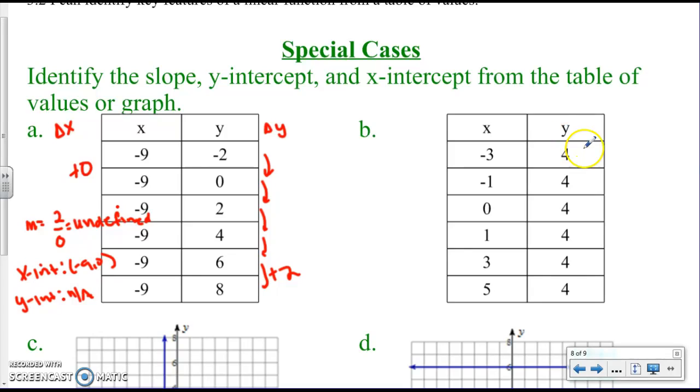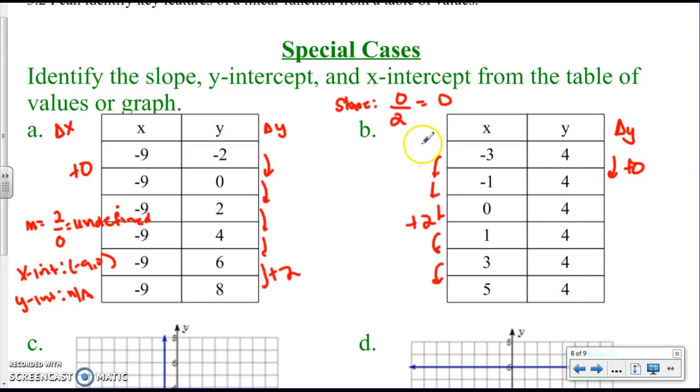The other special case is when all your y's are the same. Notice we're adding 0 there. So plus 0. So my change in y is 0, but this time my change in x is plus 2. So if I do change in y, which is 0, divided by change in x, which is 2, and divide it, I get a slope of 0. That means I'll have a horizontal line.